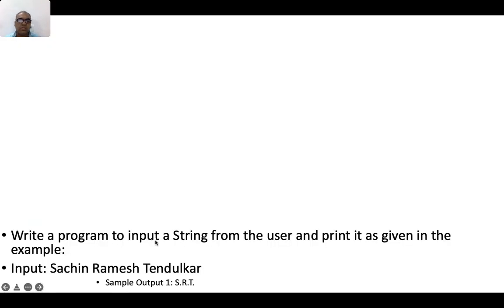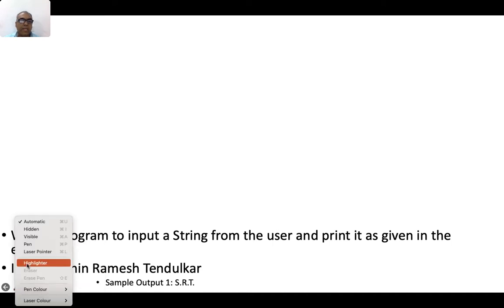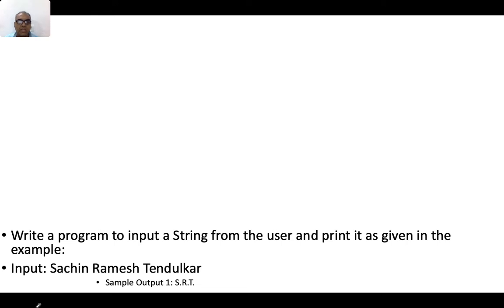Okay, so here is the question. It says write a program to input a string from the user and print the initials in the format that is given here. So the input string is Sachin Ramesh Tendulkar, and you're printing S dot R dot T dot. Logically, S, R, and T are the first letter of each word. This question can be done in two ways.